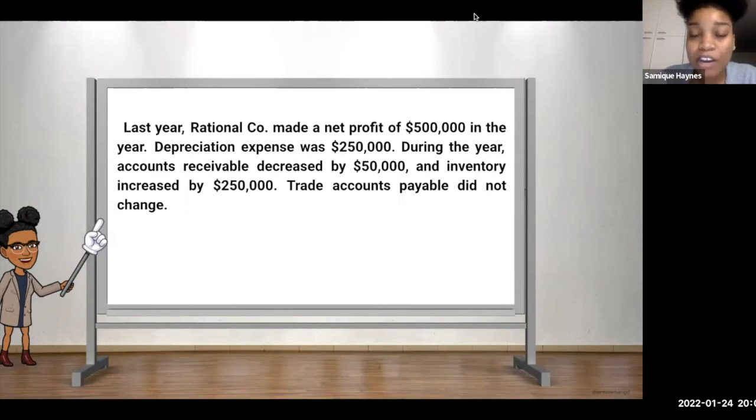So last year, Rational Co. made a net profit of $500,000 in the year. Depreciation expense was $250,000 during the year. Accounts receivable decreased by $50,000 and inventory increased by $250,000. Trade accounts payable did not change. So what will your cash flow statement look like?